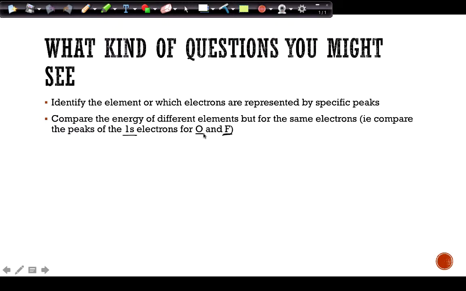However, oxygen has 1 less proton than fluorine. So anytime that we are looking at different elements and we're trying to compare the PES diagrams, well, the element that has more of a nuclear charge will have a higher amount of energy. It requires more energy to remove those electrons than on something that has less protons. So let's look at another example.